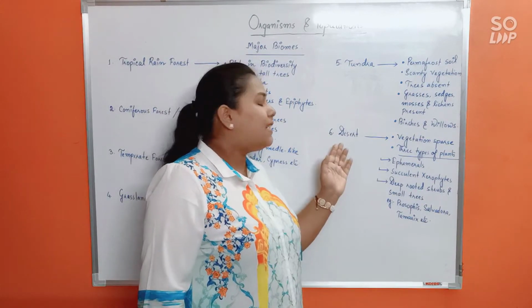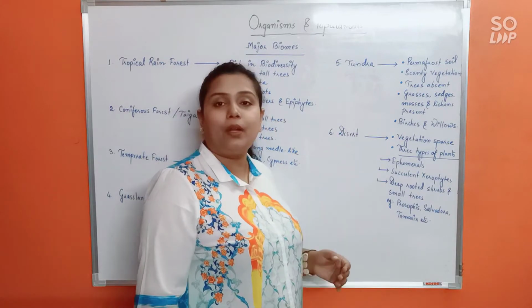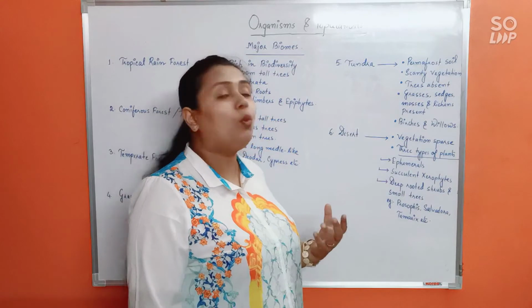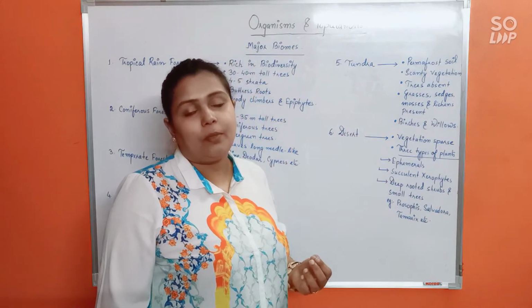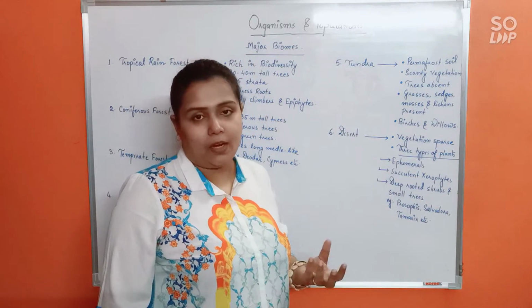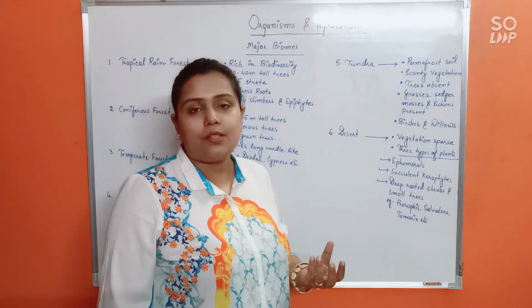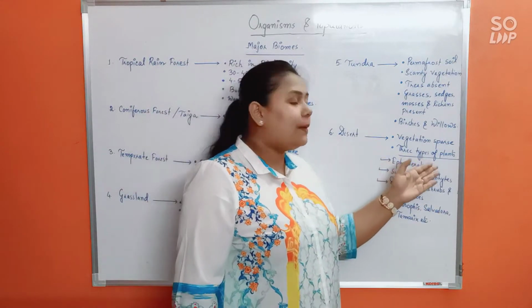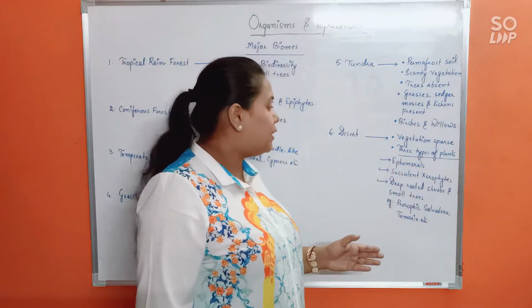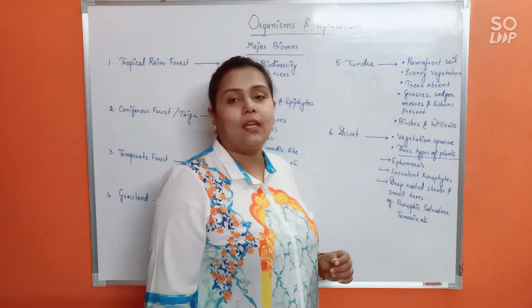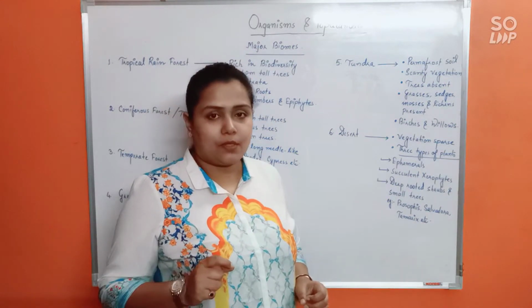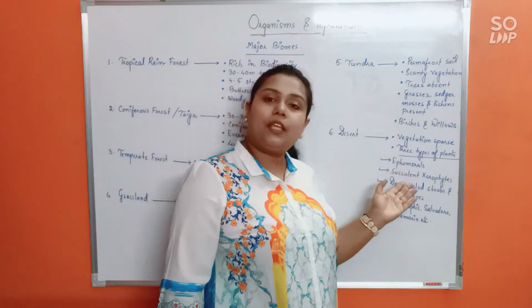Next, desert. Again, all of you know about deserts. Vegetation is sparse, that means less. Again, why? Due to less water, because water itself is so scarce. So in that case, the vegetation is also going to be less. Three types of plants are mainly found in the deserts. First is ephemerals. Ephemerals means short-lived annual herbs. Next is succulent xerophyte.